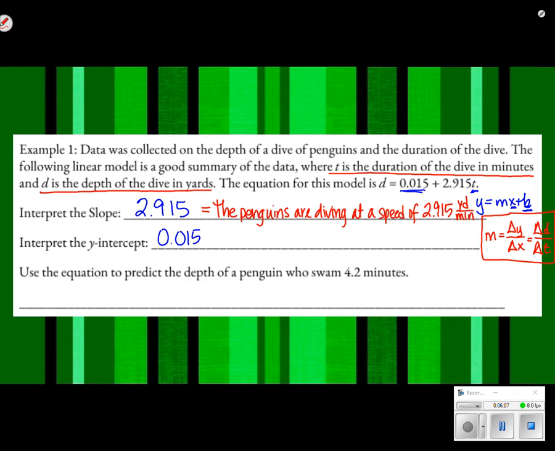All right, let's interpret the y-intercept. So 0.015, and D is the depth of the dive in yards. So the penguins start out at 0.015 yards into their dive. So they're already kind of in the water in their dive process when time starts.